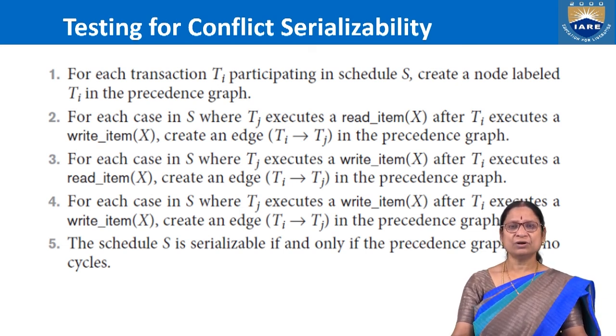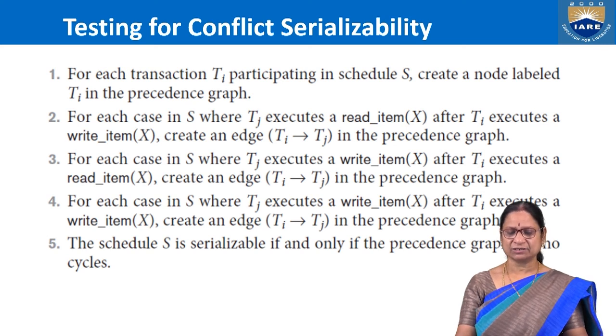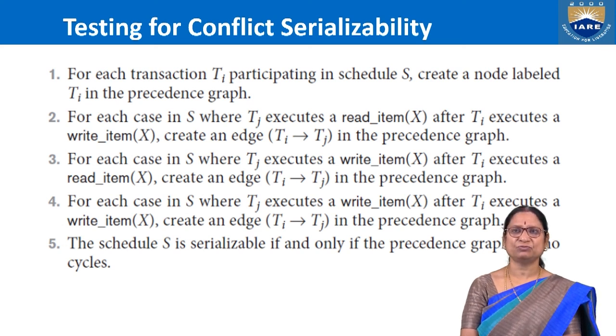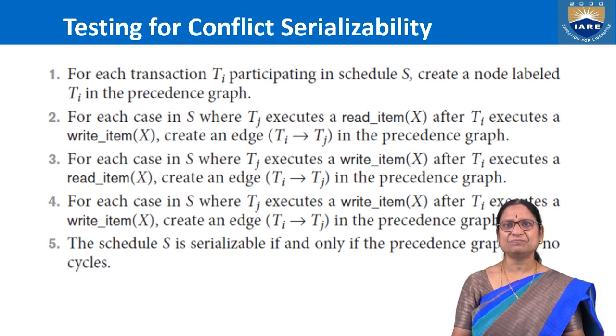Another one is: Tj executes write after Ti executes write. Both are writes, so the arc goes from Ti to Tj. Whichever operation is done before, from that node to the later one the arc is drawn. Ti executes a write statement which was written by Tj already. So that's why from Ti to Tj there must be an arc.